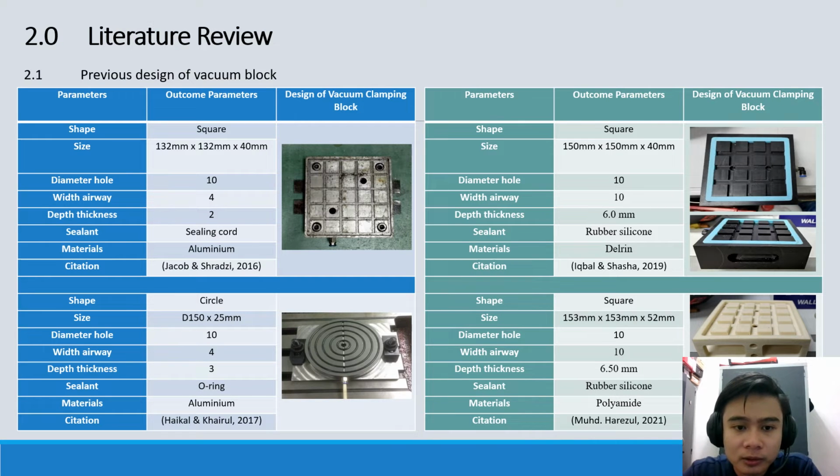This is my literature review. My literature review is focused on the previous designs of vacuum blocks, which were performed by previous PSM students. I am using them as a reference for my comparison to design new shapes of my vacuum blocks. My focus parameters for this literature review from the previous designs are shapes, size, and materials.